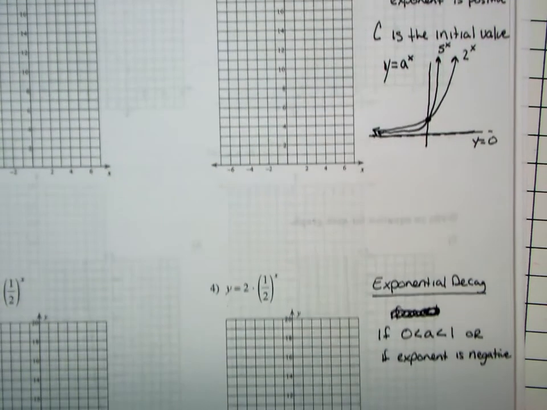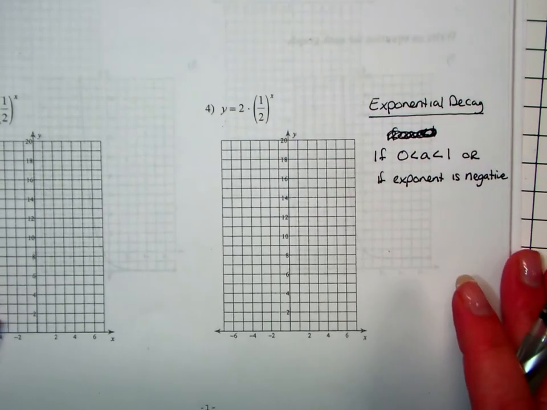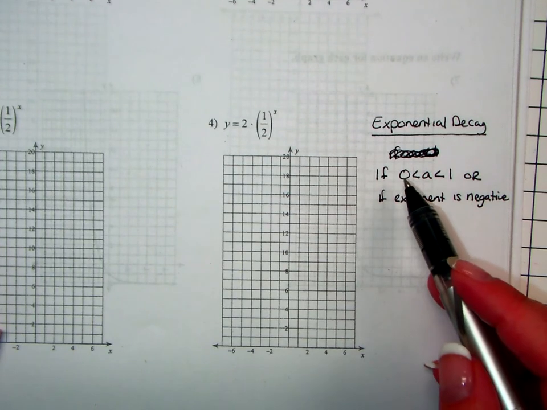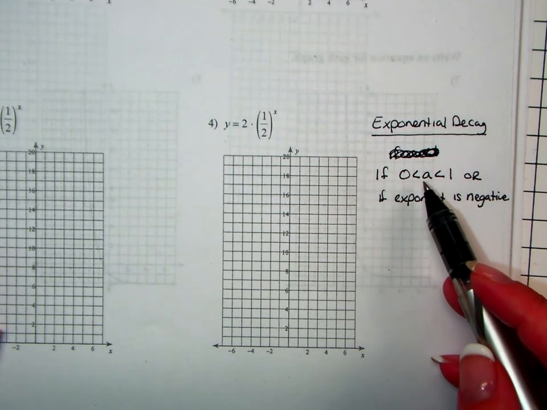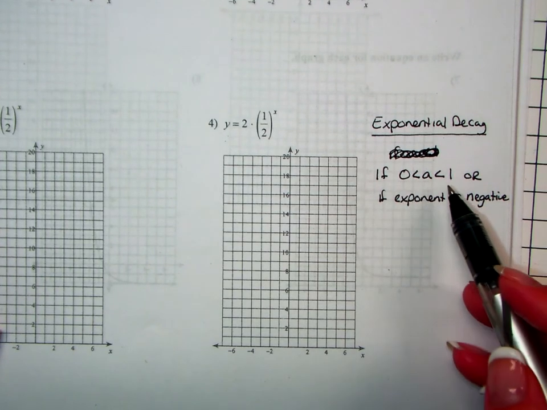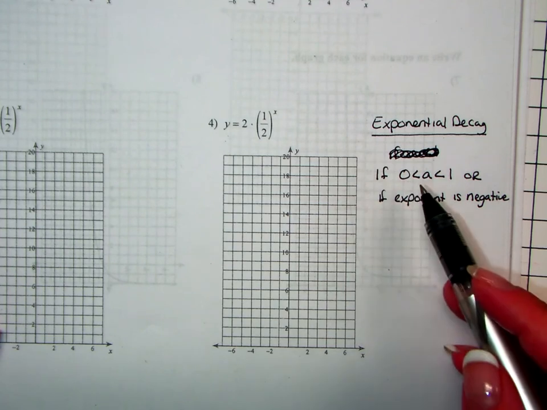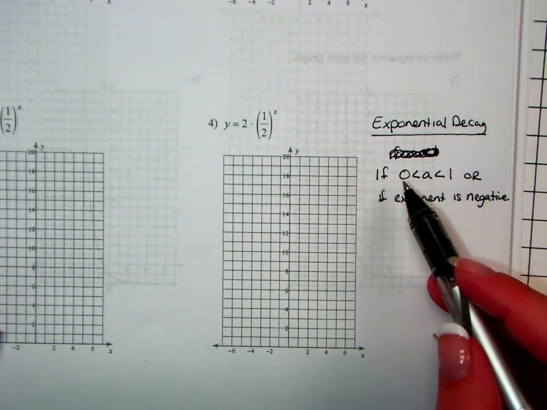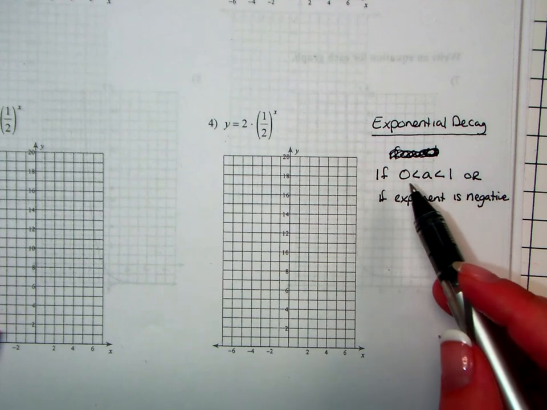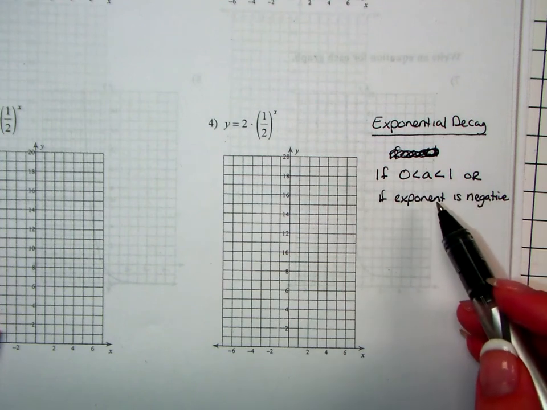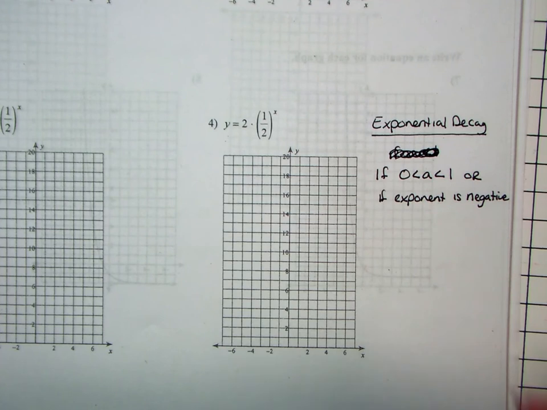So we have another basic shape here, and that's exponential decay. So exponential decay is, you can tell by looking at the equation, if the base a is between 0 and 1, right? No negatives. The negative sign is a reflection. We're not going to worry about those. Right, so if the base is a fraction or a decimal between 0 and 1, or if the exponent is negative, because negative exponents cause a decay as well.